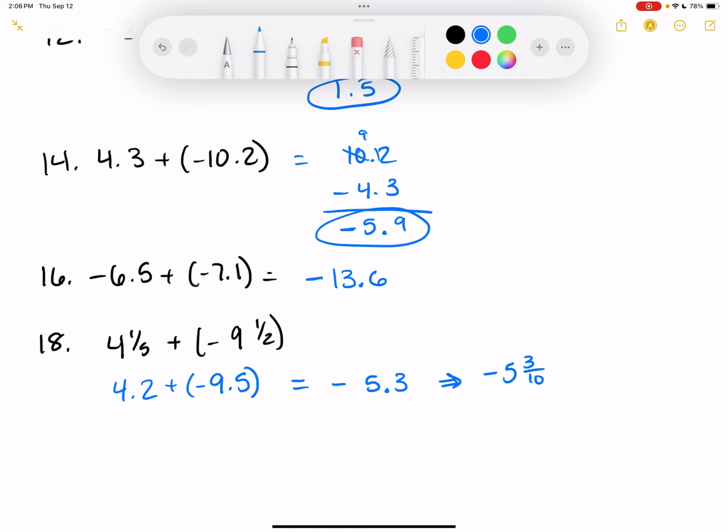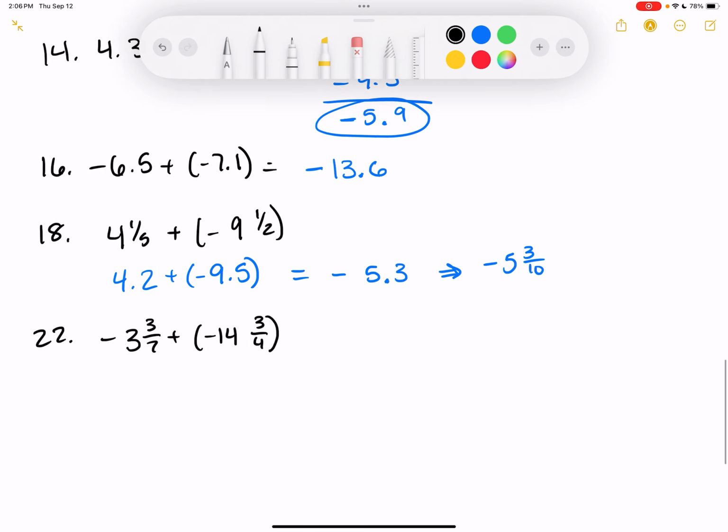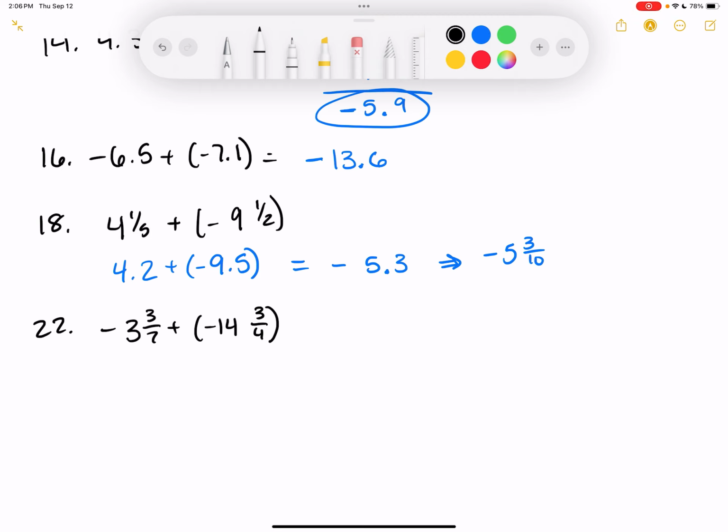How about 22? Negative 3 and 3/7 plus negative 14 and 3/4. Definitely need a common denominator here. I could do a decimal, but that's honestly going to be more work. I would turn them into improper fractions first, get a common denominator, and go from there. So that's what I'm going to do.